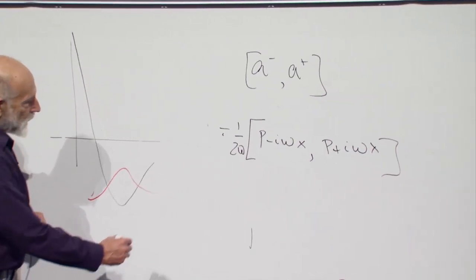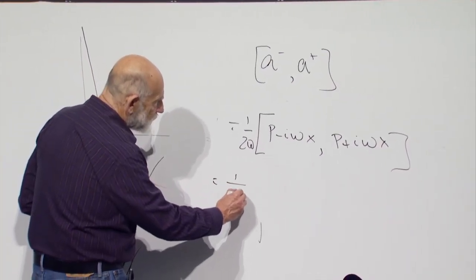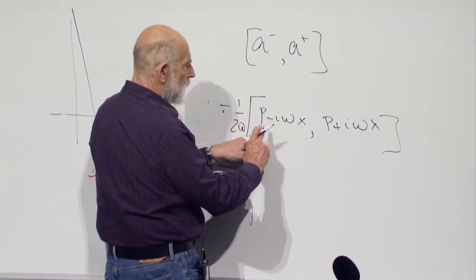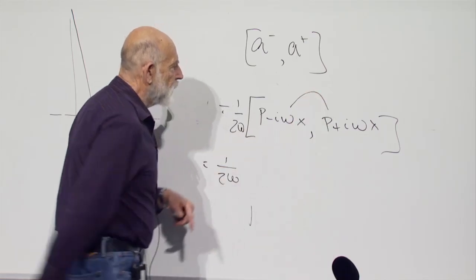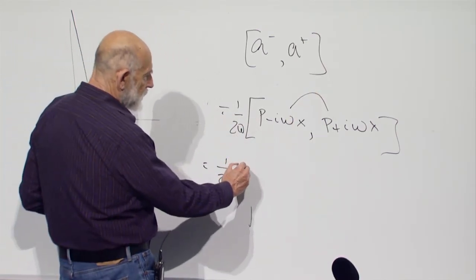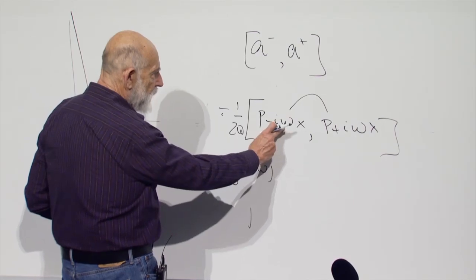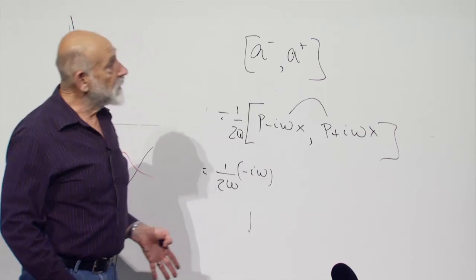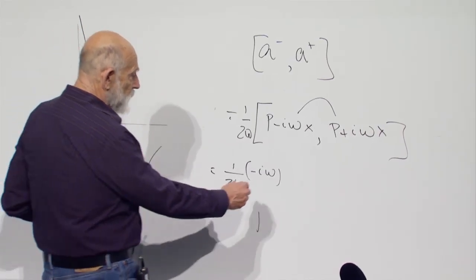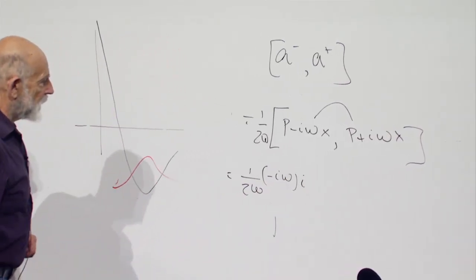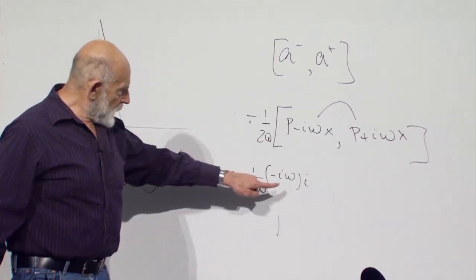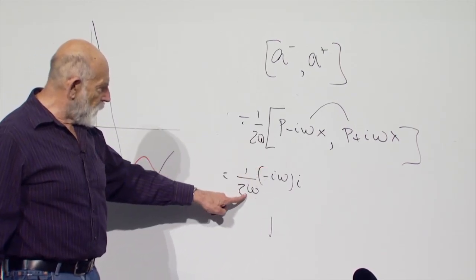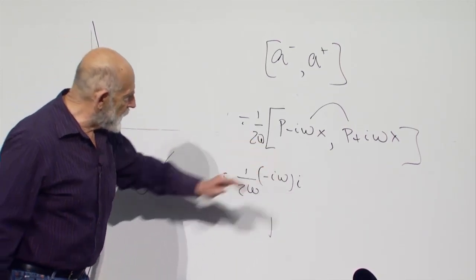So what do we have here? We have 1 over 2 omega. Now, we have an i omega. Let's take this one here first. Then we have a minus i omega from here, and then the commutator of X with P. What's the commutator of X with P? i. So that gives us an i. i times minus i is plus 1. We have an omega over omega all together. This is just 1/2.